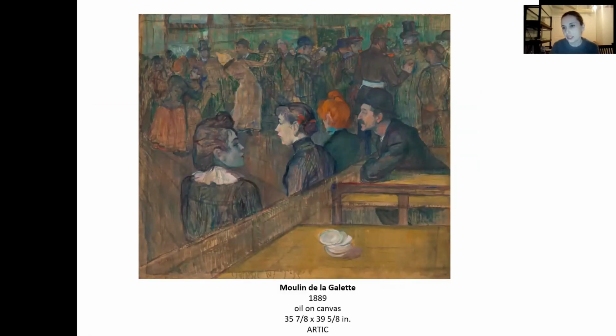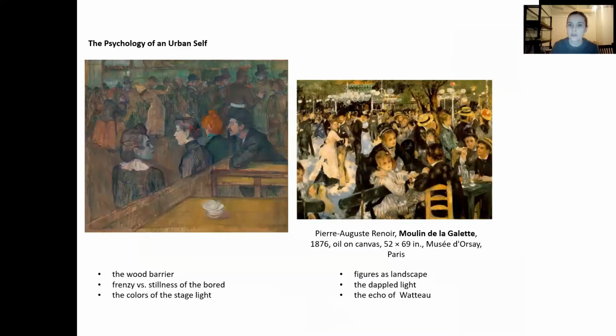So that is what Lautrec is painting. This is Moulin de la Galette from 1889. This is at the Art Institute of Chicago. And this is another, just like Moulin Rouge, it's this new space of public entertainment where you have crowds of people and mixes of classes. I wanted to put it next to an impressionist who is here on the right. This is Renoir. He had also painted Moulin de la Galette, but look at the difference.